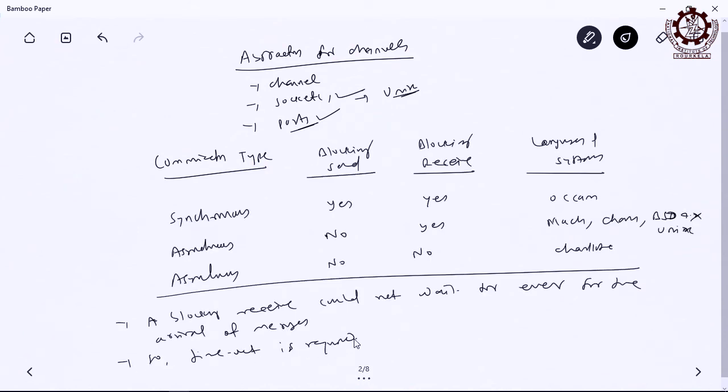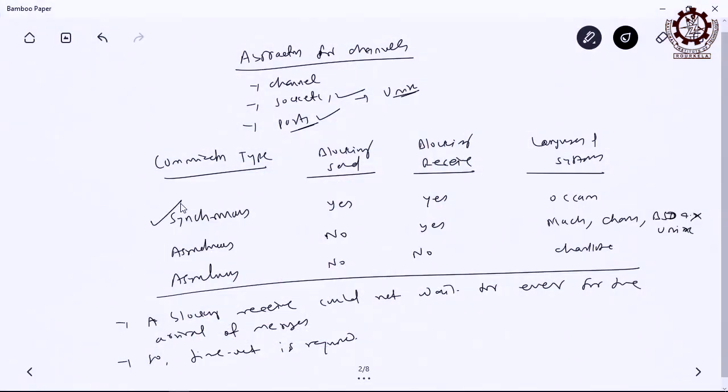So, these are the typical examples for synchronous or asynchronous communication. Synchronous means blocking and asynchronous means non-blocking. Blocking means it will block the message before sending the next message. That is what we understand by blocking. So, communication type can be synchronous or asynchronous. Synchronous can be blocking send or blocking receive.